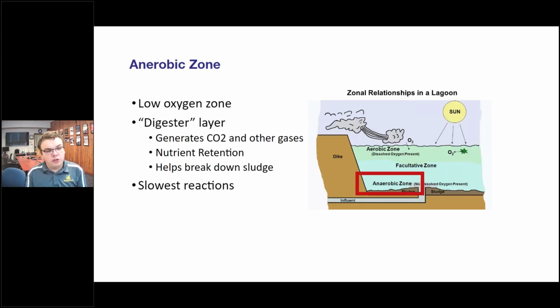The anaerobic zone is your lowest oxygen zone of the 3. It's the digester layer. So there's generation of CO2, hydrogen sulfide, and many other gases in this layer just due to the anaerobic processes that are happening. There's nutrient retention in this layer in the form of the sludge layer that's forming, and it helps to break down the sludge layer through the digestion processes. And it's typically your slowest layer when it comes to reactions, because the anaerobic reactions that happen at this layer are simply slower than your aerobic counterparts.